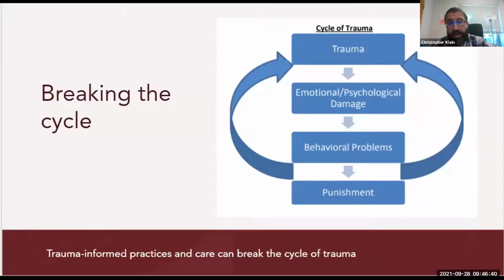So we need to break the cycle of trauma, because typically when trauma happens, emotional and physical damage occurs, and behavioral problems become a response to that. And then in our society, we've typically had consequences or punishment. And I'm not saying that that's not going to continue to happen, but when it does happen in a way that's not trauma informed, you get a cycle of trauma that then reinforces that big escape route, and academics suffer, social outcomes suffer. And the good news is that trauma-informed practices and care can break that cycle of trauma.